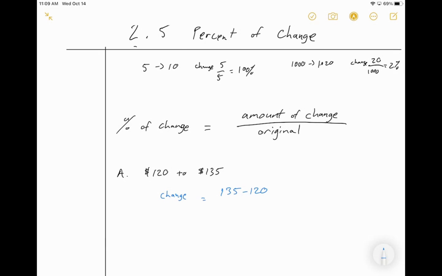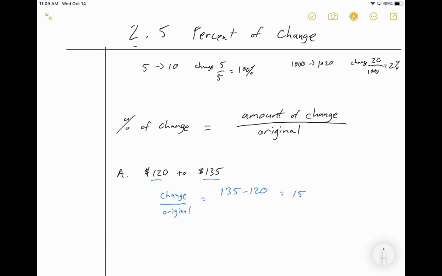If I want to know how much anything changed, I just subtract, right? Whether it's going up or down, I can just subtract. So 135 minus 120 is 15. Now here's the tricky part. It's the change over the original amount. So what was the original? Was it 120 or 135? What do you guys think? What do we start with?